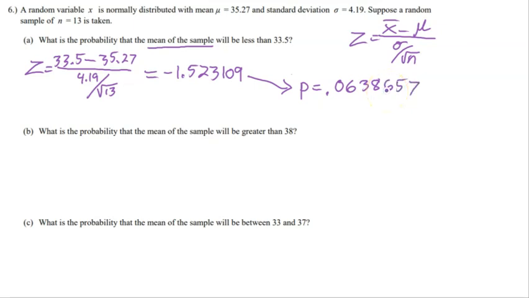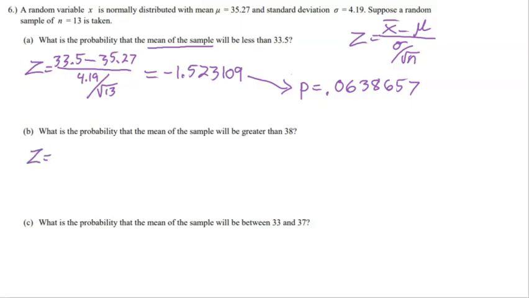657. That's our answer. All right, so now do part B. What is the probability that the mean of the sample will be greater than 38? So it's the same kind of question. We're going to use the same formula, but instead of putting in 33.5, we're going to put in 38.